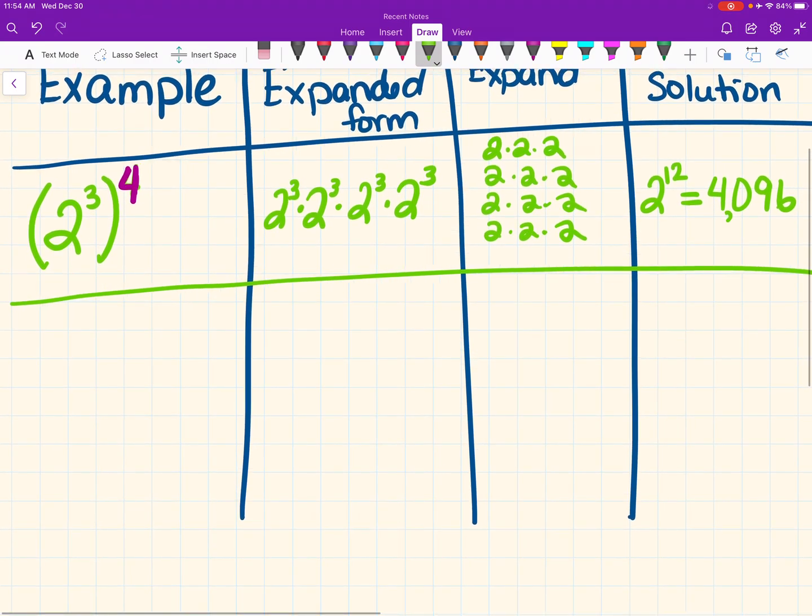Okay? Now you can see why mathematicians came up with a shortcut. They don't want to write it out every time. So let's look at another one. And hopefully you're thinking of what the shortcut could be so that you don't have to write this table out every time. This is a lot of writing.